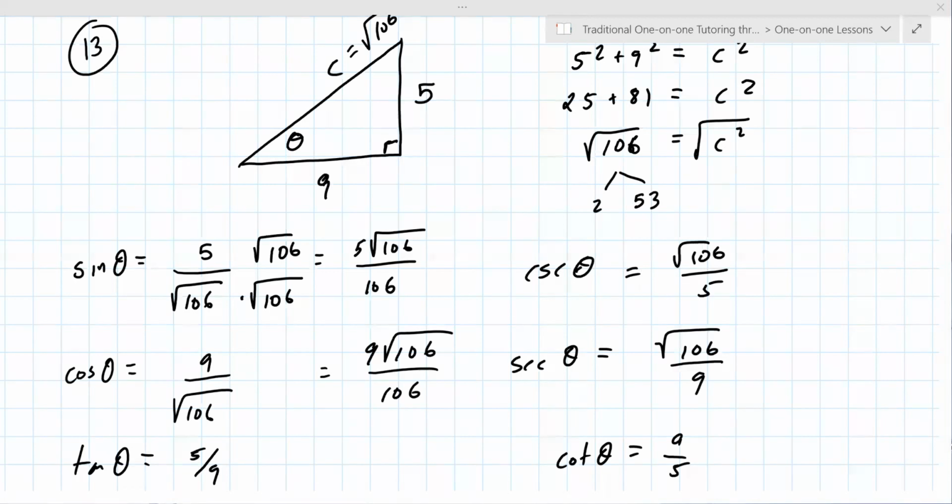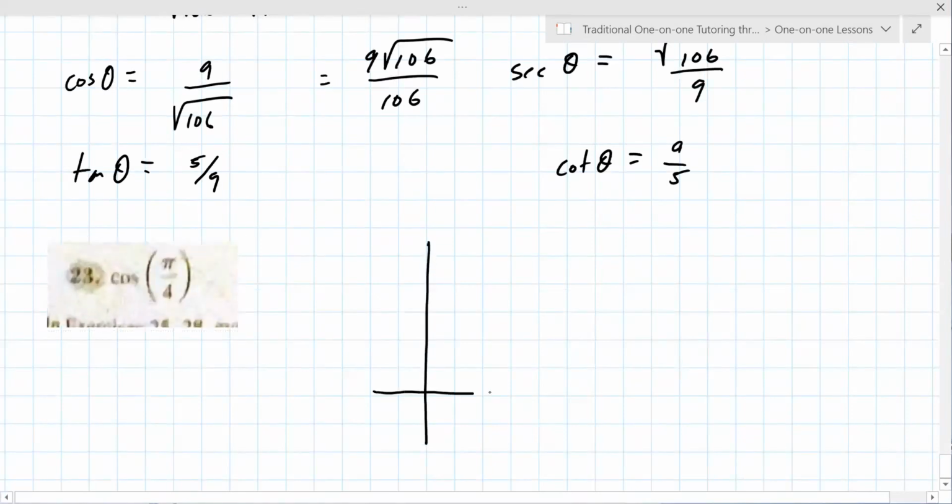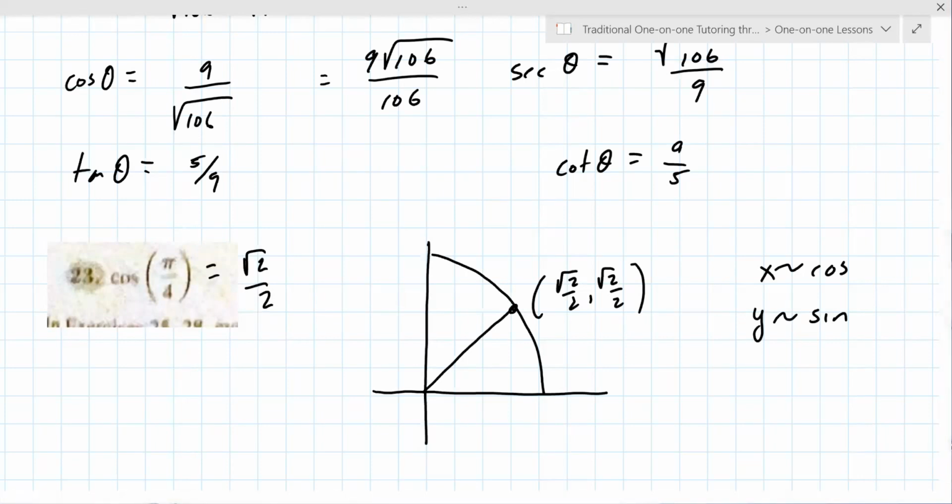23 looks like... okay, so 23 is a unit circle question. If you know your unit circle, you get it, there's not really much I can do other than just draw the unit circle to show you. So cosine of pi/4 is 45 degrees. It's right there in the middle. That's where sine and cosine are exactly the same. X is the cosine, Y is the sine. So cosine of pi/4 is square root of 2 over 2. Not much to do on that.